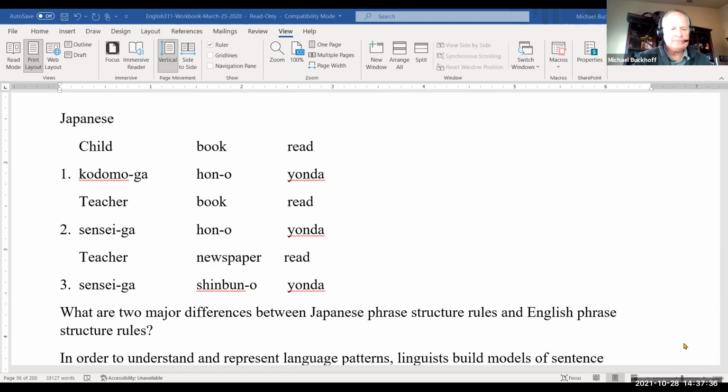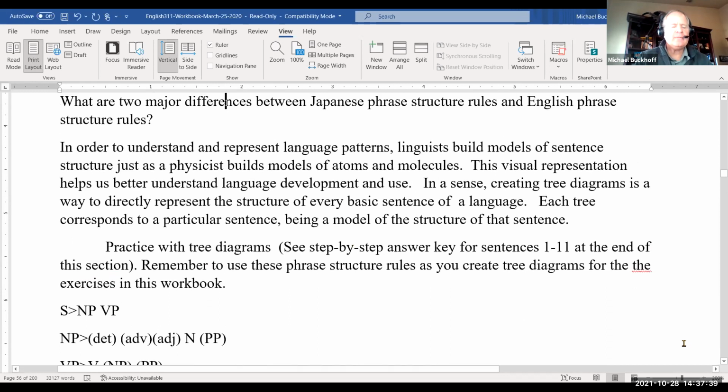Okay, let's move on. So it says, in order to understand and represent language patterns, linguists build models of sentence structure just as a physicist builds models of atoms and molecules. This visual representation helps us better understand language development and use. In a sense, creating tree diagrams is a way to directly represent the structure of every basic sentence of a language. Thankfully, we will not be diagramming every type of sentence in the English language. So don't worry about that. We're not doing that. Each tree corresponds to a particular sentence, being a model of the structure of that sentence.